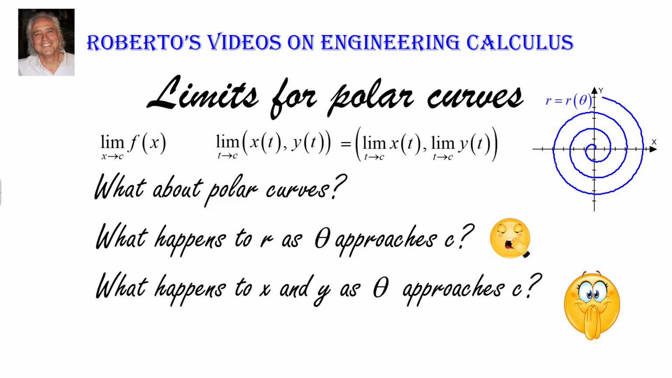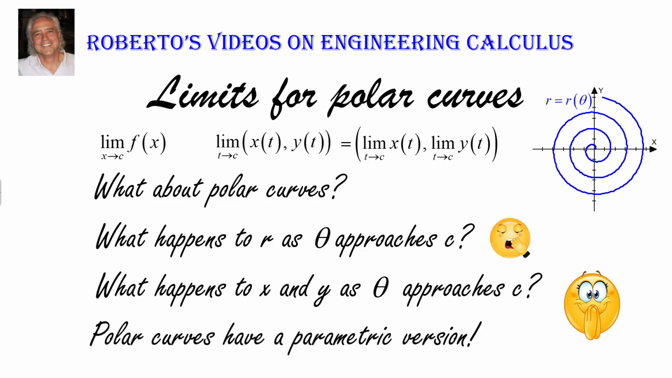And of course we can do that because we know that polar curves have a parametric version. So if we change a polar curve to parametric form, now we're back to what we were saying a minute ago about limits of parametric curves. So let's see how that works through an example. I'm going to show you an example that highlights some of the similarities and the differences between what happens with parametric curves and what happens with polar curves.